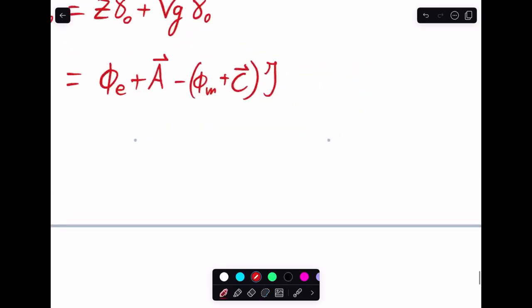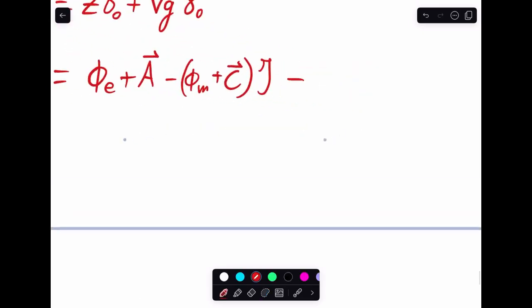So you can rearrange it to that. Then you still have this gauge field here.